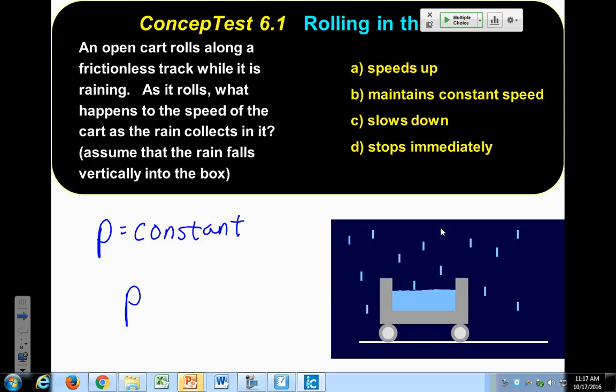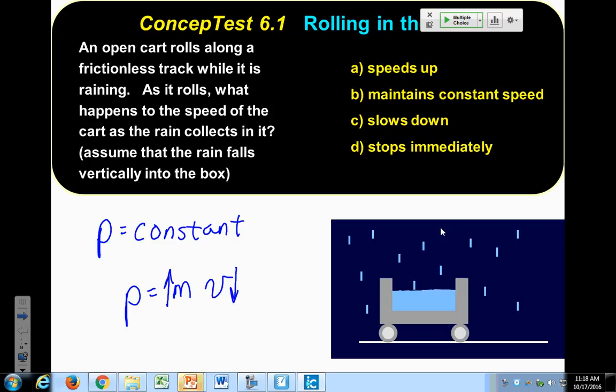And I also know that the momentum is equal to m times v. So if m goes up, as it is, then v is going down. It's important, too, that the rain falls vertically into the box, because if it goes in horizontally, that would add momentum in the horizontal direction.